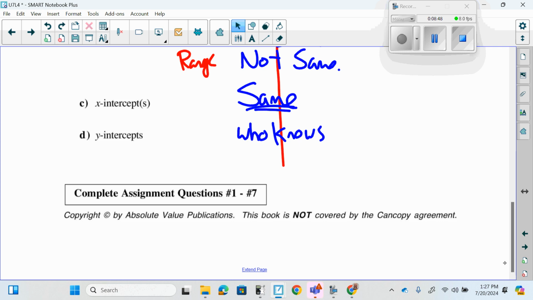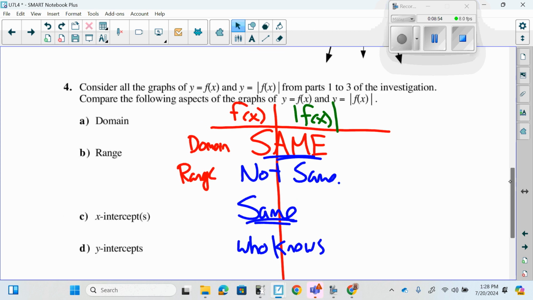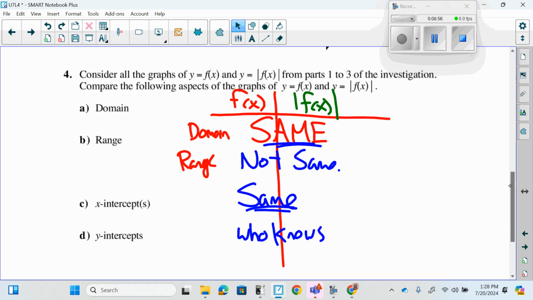We didn't talk about invariant points, which I think we ought to. The idea here is that the x-intercepts are invariant points. They're the places where the original and its absolute value are identical to each other. Technically, there are more than just the x-intercepts, but that's okay.